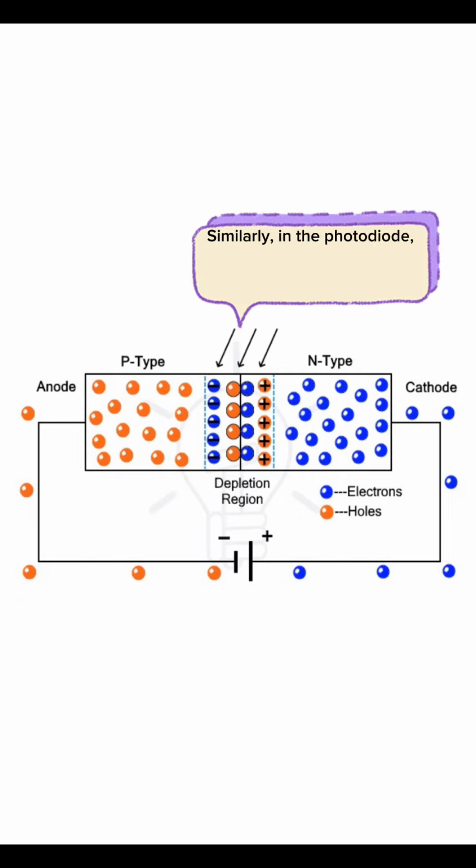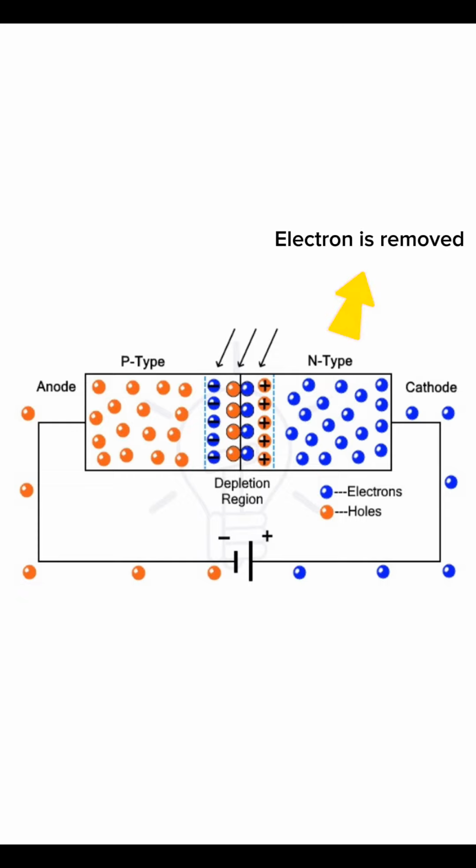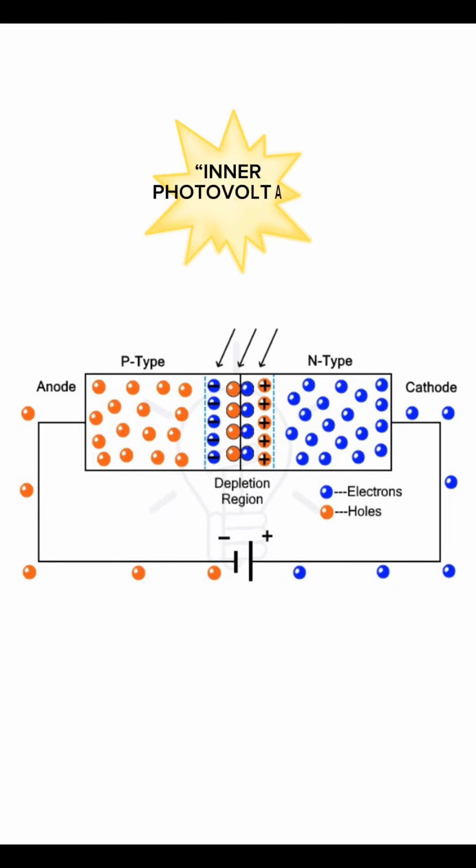Similarly, in the photodiode, there is a built-in potential difference across the depletion region. When a light ray or photon of enough energy hν greater than the energy gap Eg falls on the junction of the photodiode, it dislodges or removes an electron from its valence band into the conduction band. The electron leaves an empty space called a hole. Thus, an electron-hole pair is generated. This phenomenon is also called the inner photovoltaic effect.